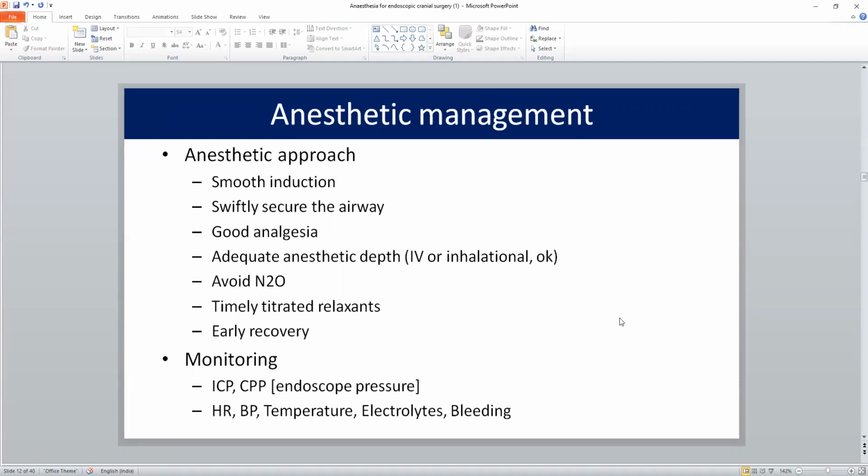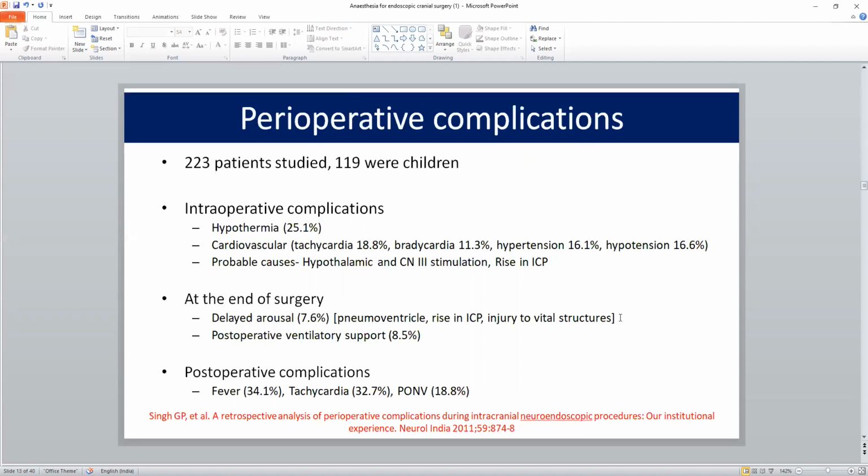The fluids that are administered to irrigate the field are generally normal saline or Ringer lactate. These can bring about changes in the electrolytes: hyperkalemia, hypokalemia, hyponatremia, etc. And lastly, as I mentioned, bleeding is visible on the monitor. You should be very careful, and appropriate measures should be taken to minimize bleeding and manage it if it occurs.